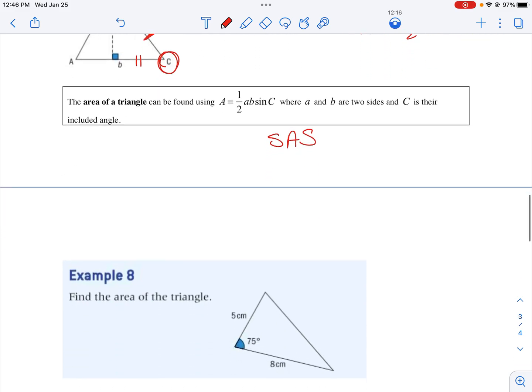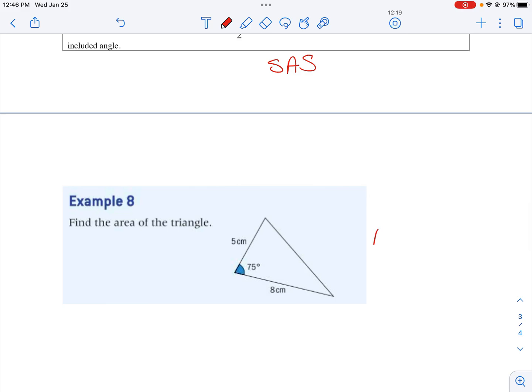So if you look at example 8, this is area equals 1/2 times 5 times 8 times the sine of 75 degrees. Go ahead and punch that in your calculators. And what'd you get? I got 19.3, and my units are centimeters squared.